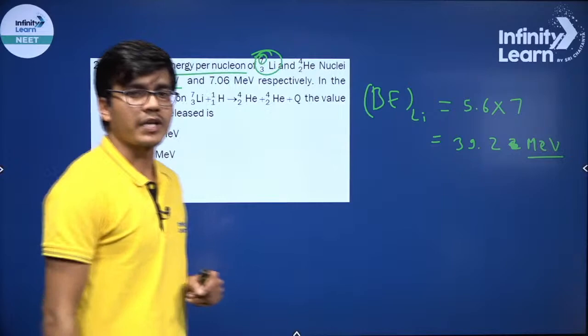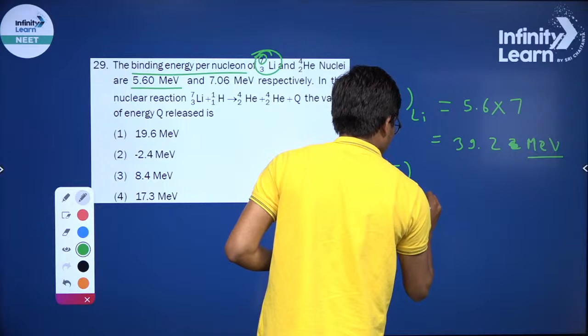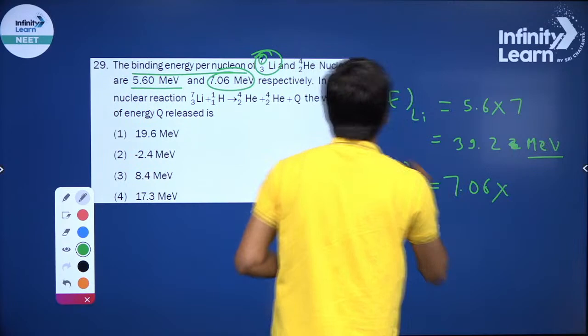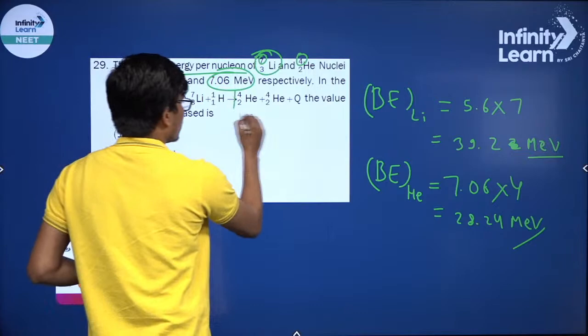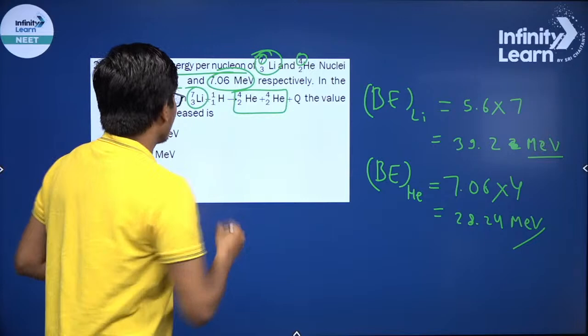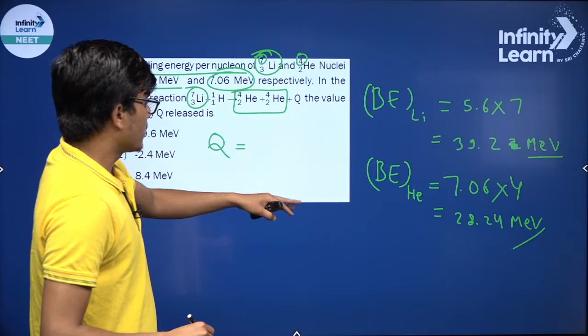In the same way, you can find the binding energy for helium. That will be binding energy per nucleon 7.06 and the number of nucleons is 4. So it will be 28.24 mega electron volt. Now see the reaction. There are 2 helium atoms, basically 2 alpha particles and 1 this. And you want to find the Q value for this reaction. So just subtract product minus reactant.